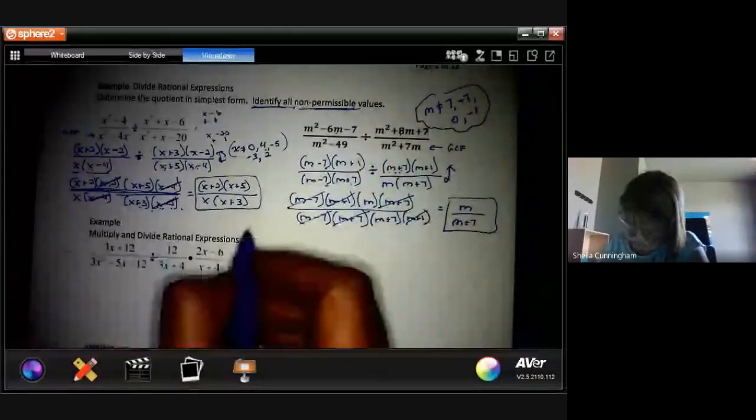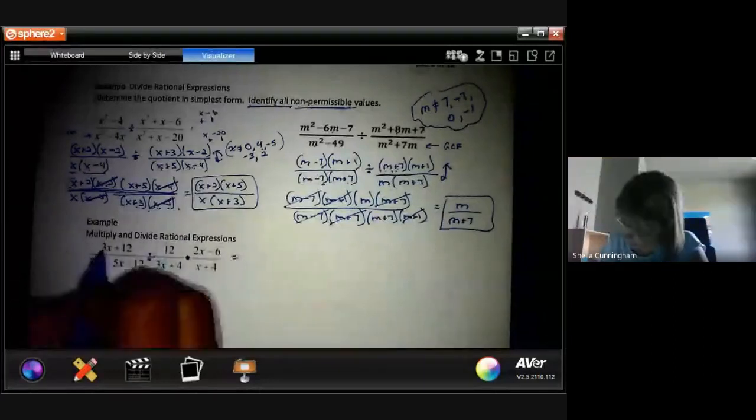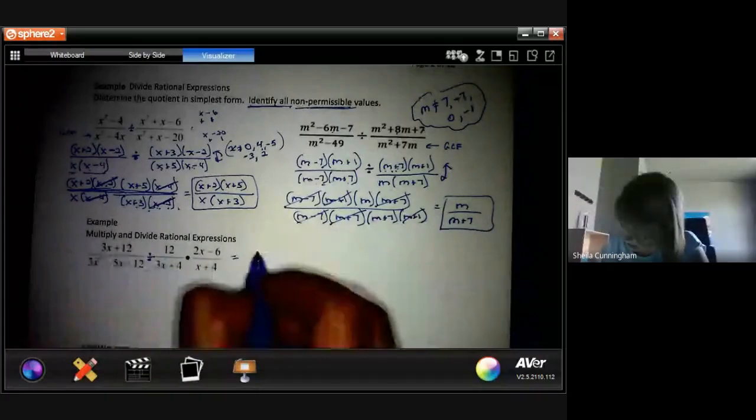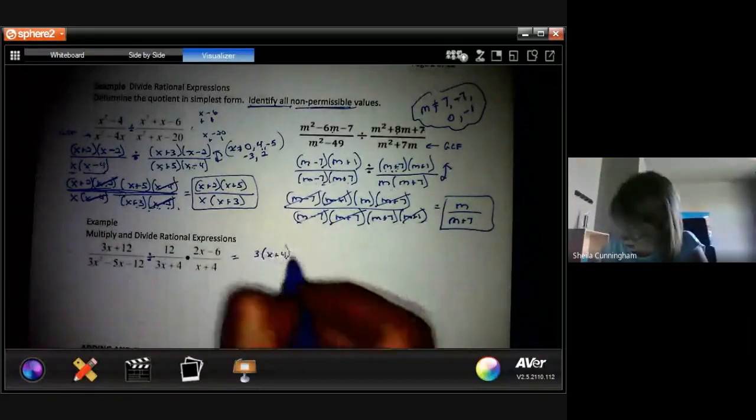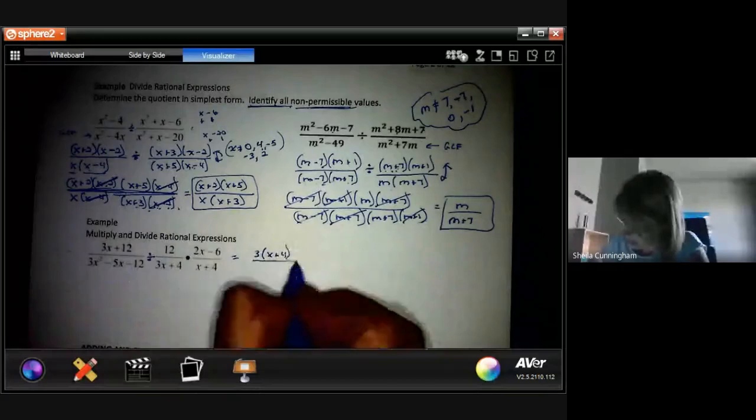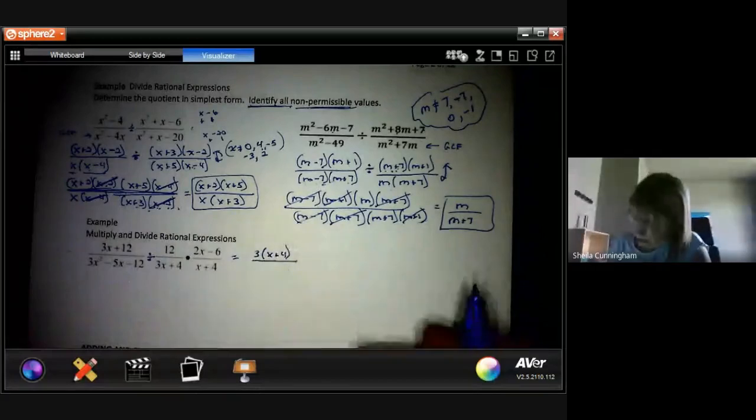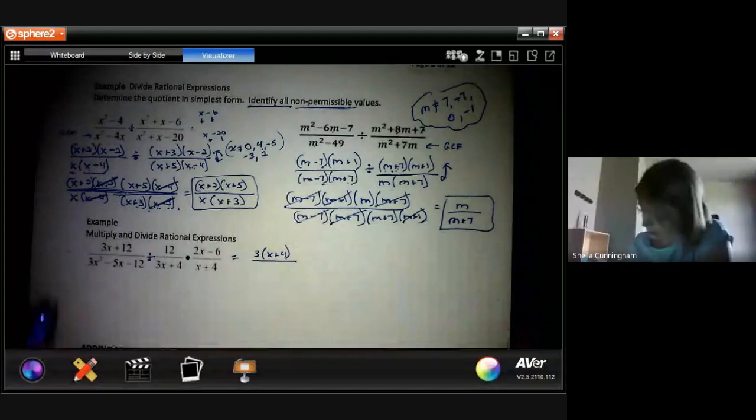In this case, I am going to factor 3x plus 12. You're going to use a greatest common factor in here. So you're going to pull out a 3, and you're left with x plus 4. Oh, we left the best for last, you guys.